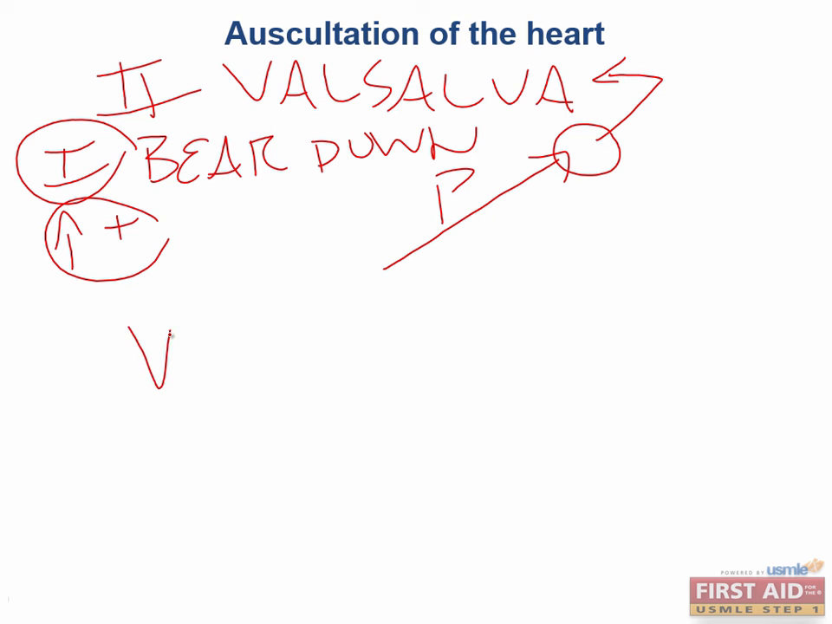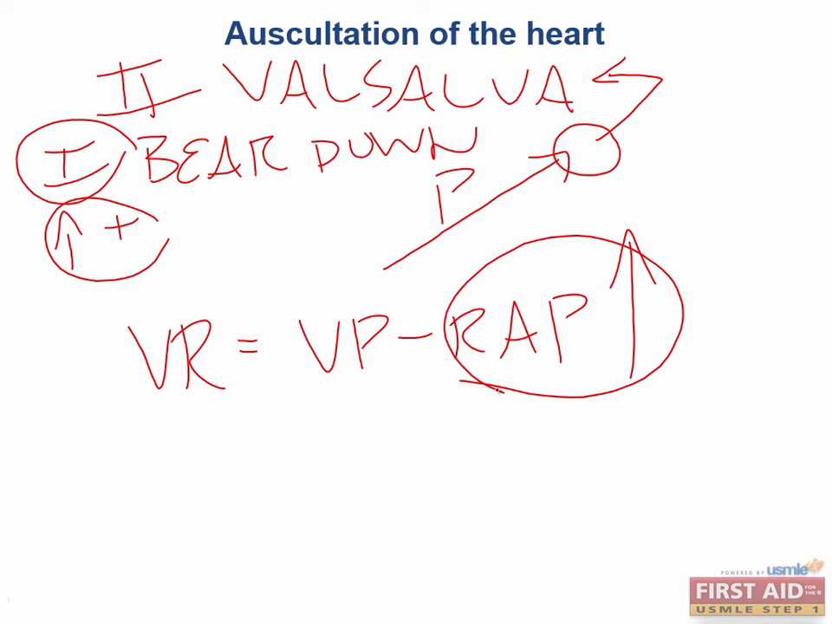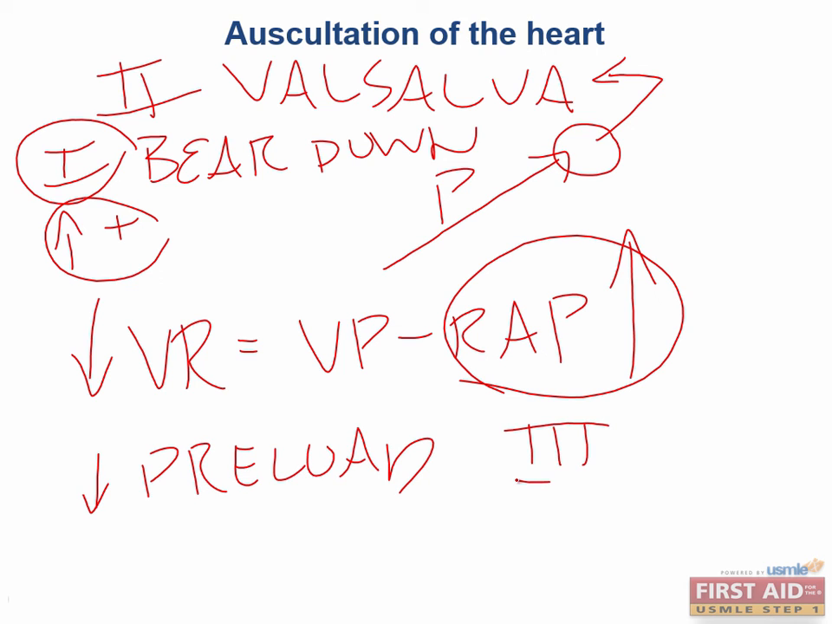Remember this equation? Venous return equals venous pressure minus the right atrial pressure. We're increasing right atrial pressure because we're increasing intra-abdominal and intrathoracic pressure. This decreases venous return and therefore decreases preload. For completeness, the third phase is when you release this pressure, and the fourth phase is when this pressure actually comes all the way down and then hits normal.